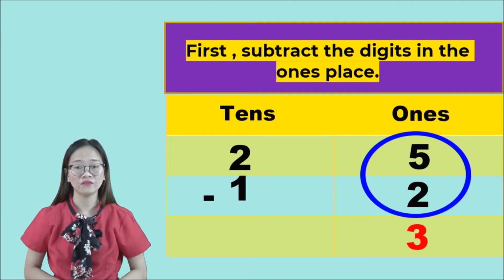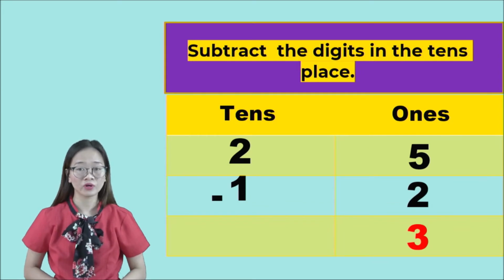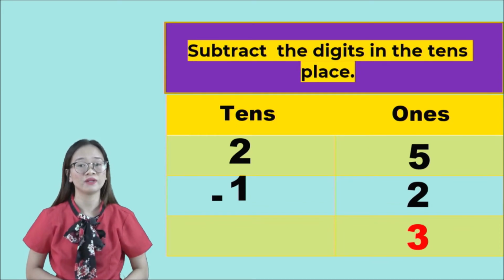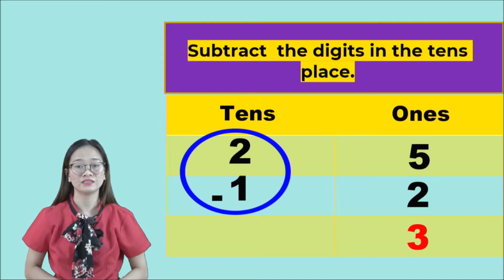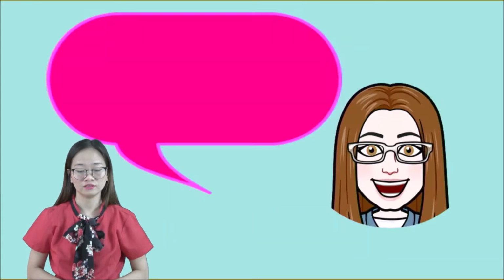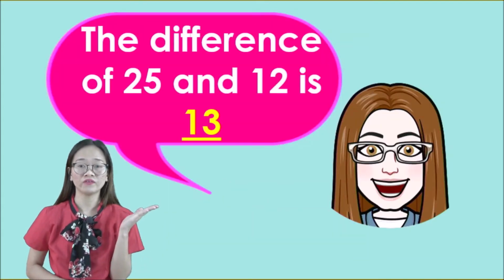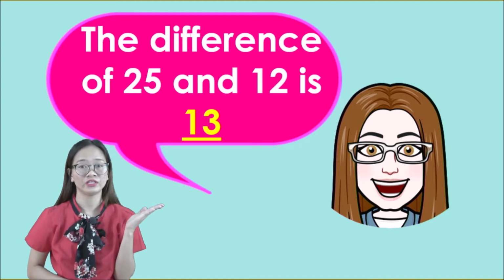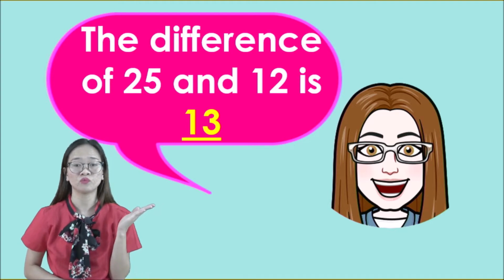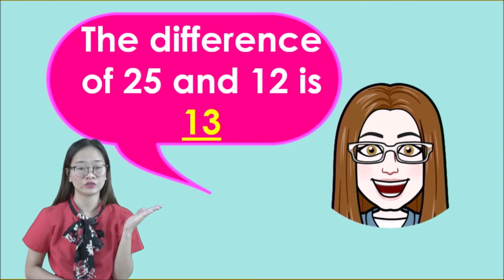Okay? After that, subtract the digits in the tens place. So, this is the tens digit. So, 2 minus 1 is equal to 1. So, the difference of 25 and 12 is 13. Again, the difference of 25 and 12 is 13.